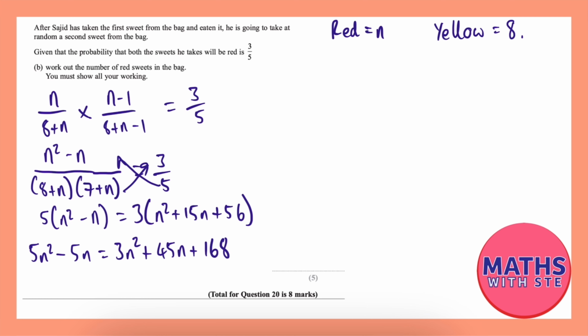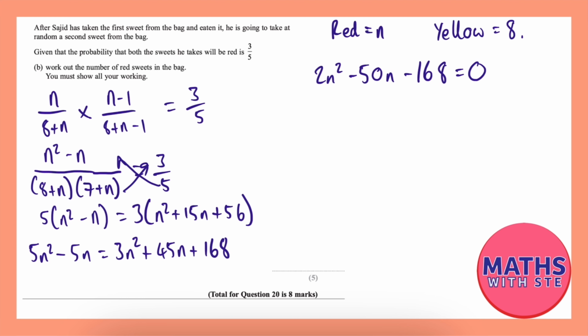Okay, so 5n squared, take away 3n squared. I'm just going to put this up here. That's going to be 2n squared. Then I've got minus 5n minus 45n, so it could be minus 50n. And then, just move over the 168, isn't it? So it's going to be minus 168, and that equals 0.